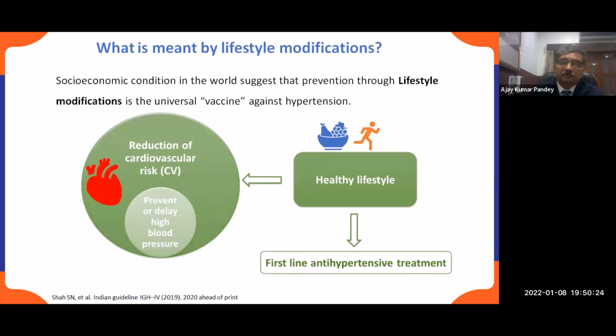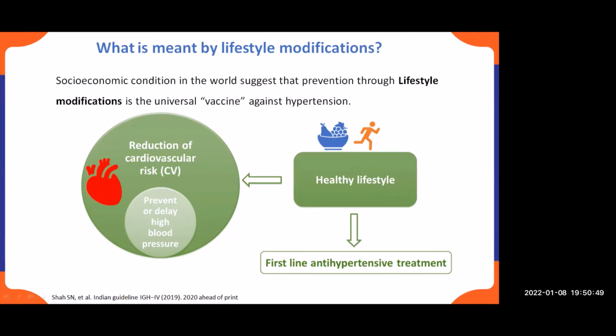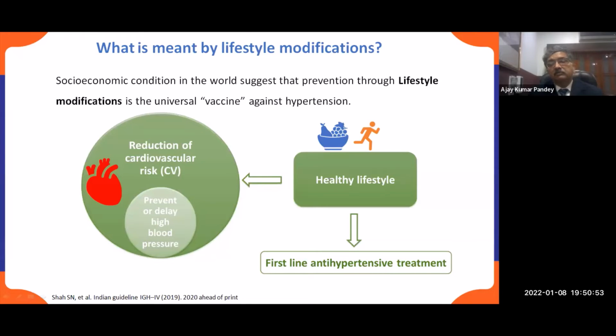Non-pharmacological treatment of hypertension. What is there? Reduction of cardiovascular risk by preventing or delaying high blood pressure. Healthy lifestyle, we all know it, but hardly practice. Some of us practice it religiously, but most of us don't. Why? Because of our behavioral habits. Lifestyle modification is the universal vaccine against all diseases, whether it's hypertension, diabetes, cancer, or whatever. But following a healthy lifestyle is a real tough challenge.